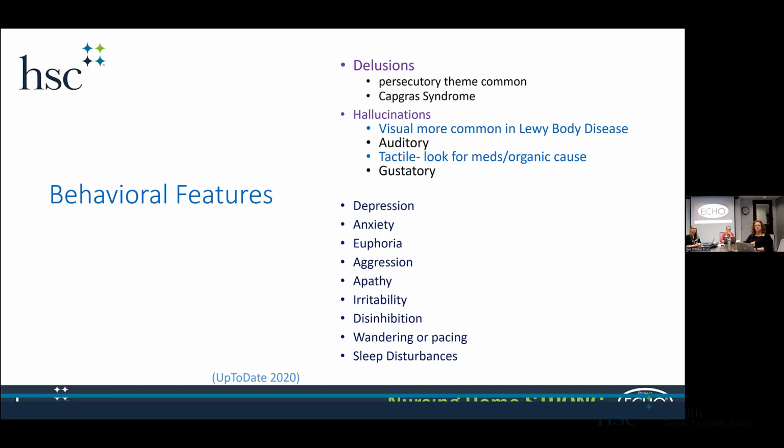And then for other behavioral features, we look at depression, anxiety, sometimes mania, aggression, apathy, which is, they don't want to do anything at all, or just not having any desires to really interact. We have patients that have a lot of disinhibition, where the little part of your brain that says, no, don't do that, they just do.